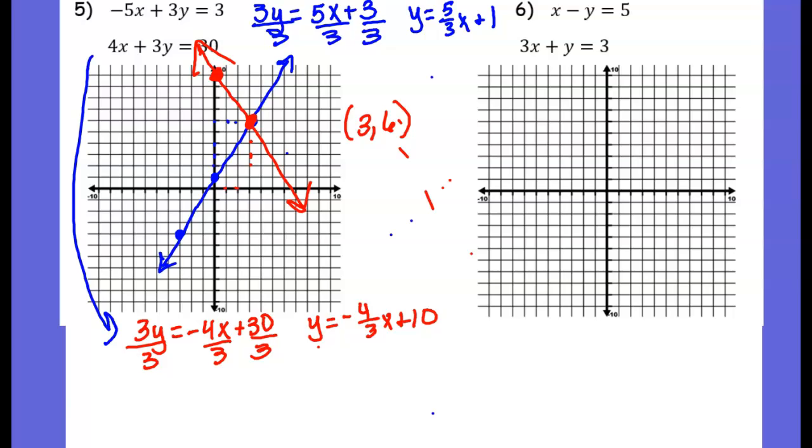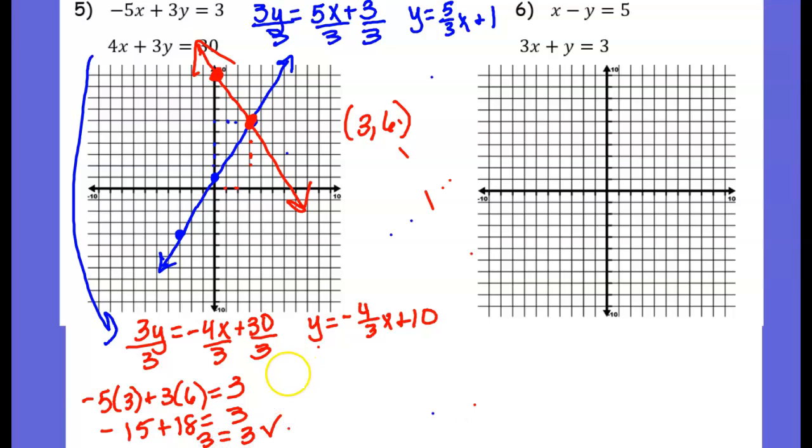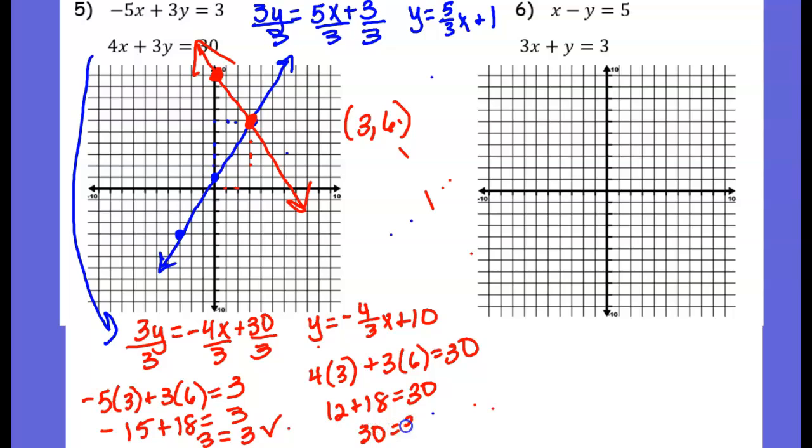Let's do the check step. So we get negative 5 times x, so negative 5 times 3 plus 3 times 6. Does that equal 3? Negative 15 plus 18 does equal 3. So we are good with the first one. Now looking at the second one, my 4 is going to be times 3 plus 3 times 6. Does that equal 30? 12 plus 18 does indeed equal 30. So we are good on the second one. So we know that that's the answer.